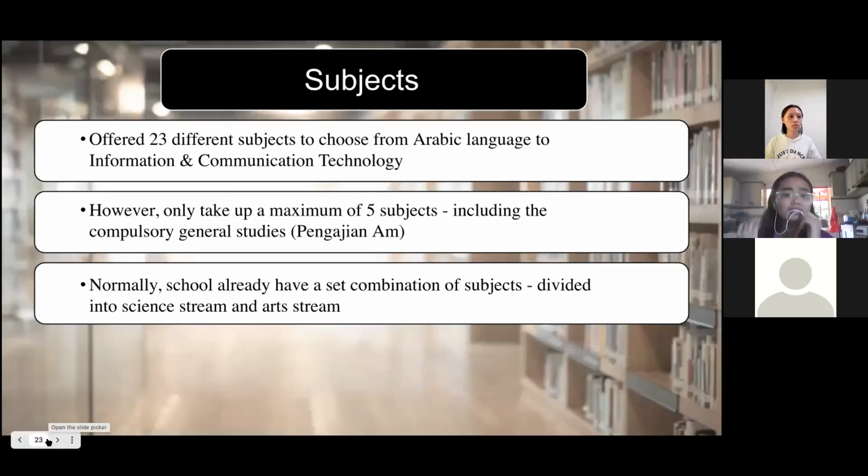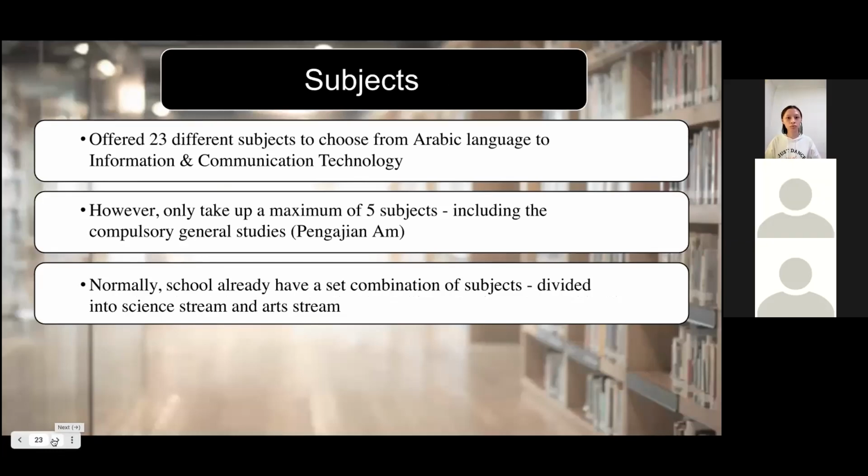Okay, subjects. What are the subjects that are being offered to the STPM students? Actually, STPM offers 23 different subjects to choose from, from Arabic language to information and communication technology. However, one student can only take up a maximum of 5 subjects, including the compulsory general studies, more known as Pengajian Am in Malay. Normally, each school already has its own set of subject combinations based on its own criteria. And then they will divide the combinations into science streams and art streams.